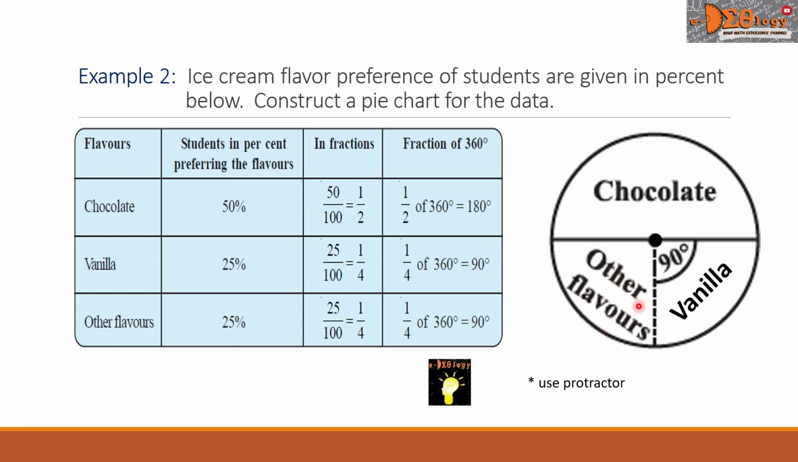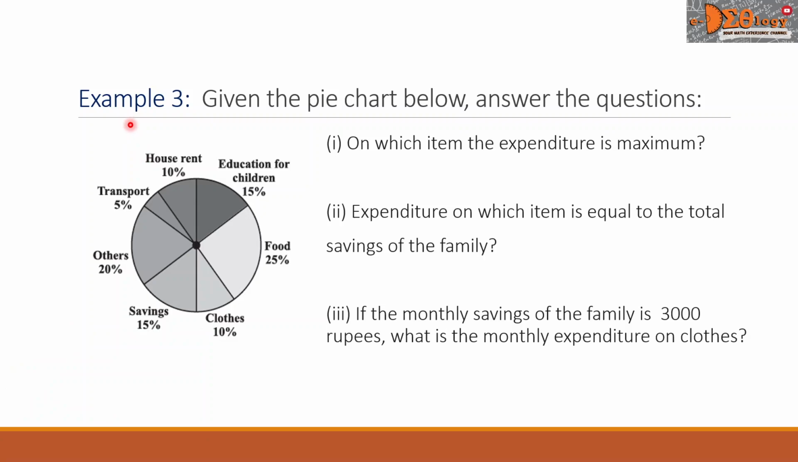Example 3. Given the pie chart below, answer the questions. This is our pie chart. Let's answer problem 1. On which item the expenditure is maximum? Observing our pie chart along with the sectors, look at this food sector with 25%. This is the highest percent out of all the other sectors. For question 1, the answer is food.